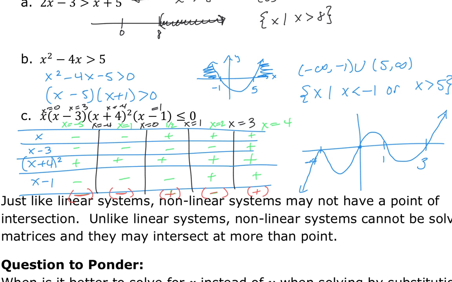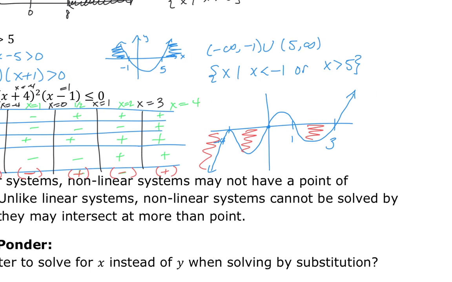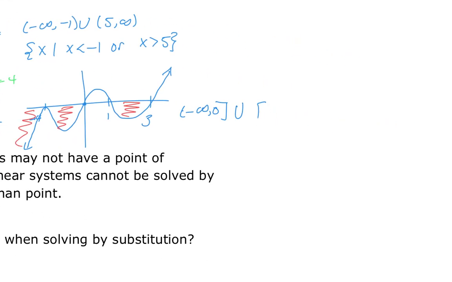I'm looking for where this is less than or equal to 0. It's less than 0 here, here, and here. And because we have equality, I'm going to have from negative infinity to 0 inclusive, and then from 1 to 3, and these are inclusive.